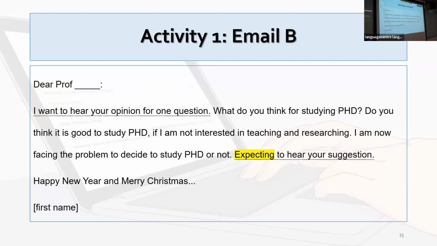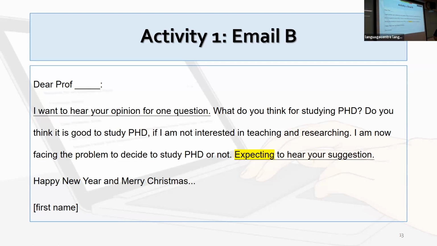So let's just look at email B. Email B was actually perceived as very impolite. But do you know why? This is a bit difficult because it has something to do with the difference between Chinese and English. Well, do the online participants know why? Yes, Jace, yes, Chris, you have something to say, right?